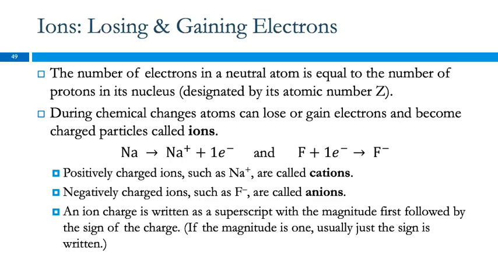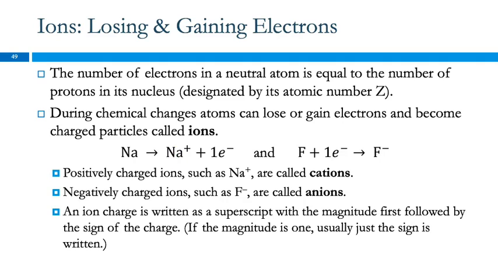So the number of protons is equal to the number of electrons. But in a chemical change, in a chemical reaction, atoms often gain or lose electrons, and then they become ions. An ion is a charged particle. So sodium can undergo a chemical reaction where it loses an electron. Now it has one more proton than electrons, and so it has a positive one charge.